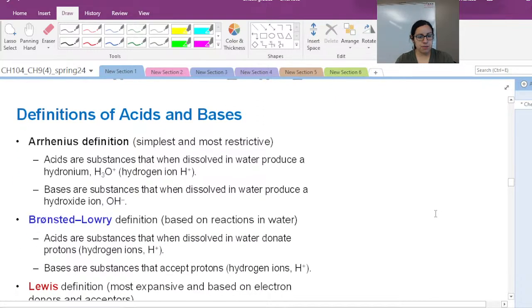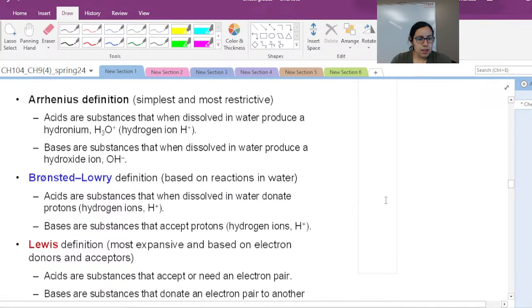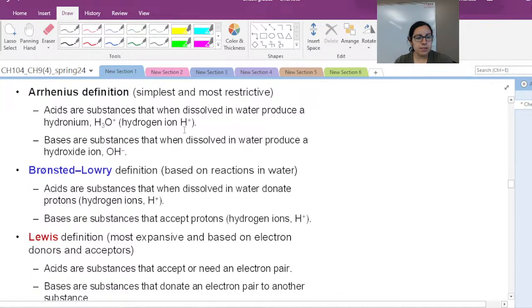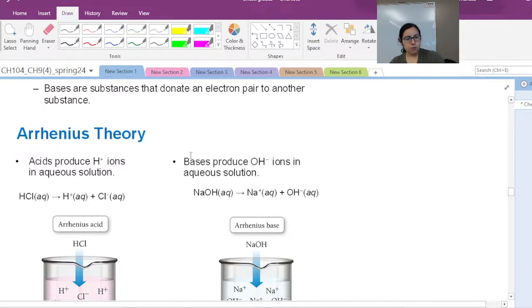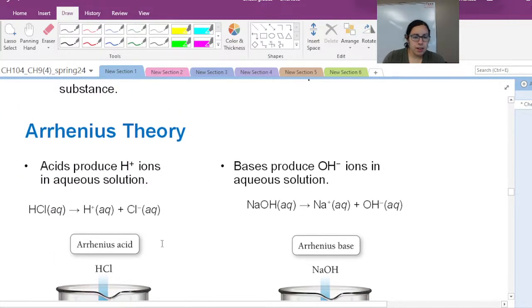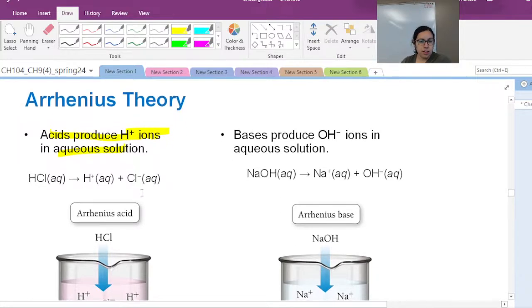All right, let's go through our definitions. This is just the quick summary, and then we'll go back to it. For our purposes, we'll start with the Arrhenius theory. This is our basic, easiest definition of what is an acid and what is a base. Acids are anything that produce H plus ions in solution. Again, we know they're not really H plus, but hydronium.